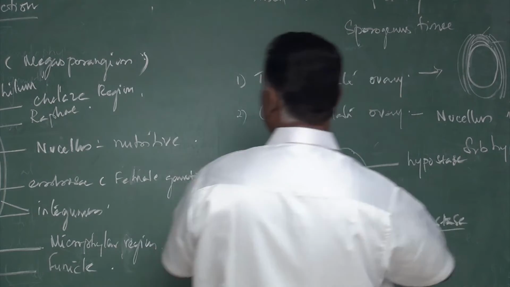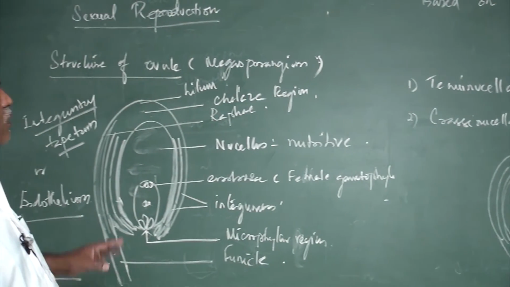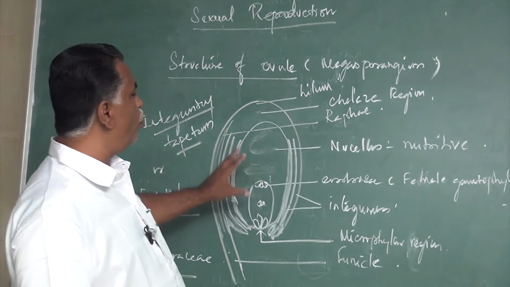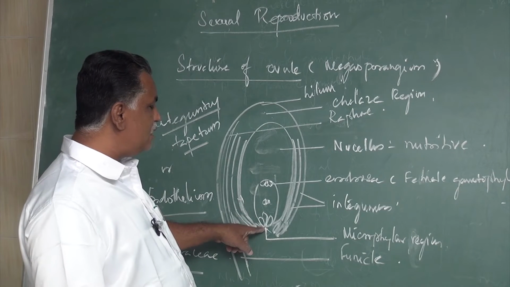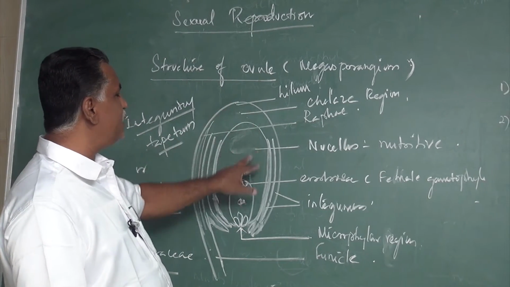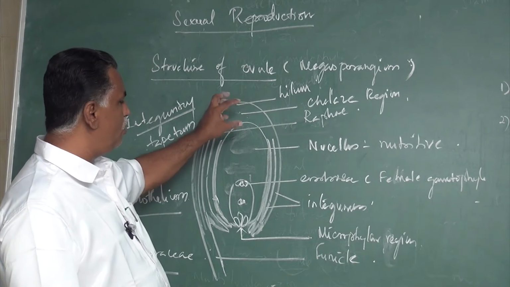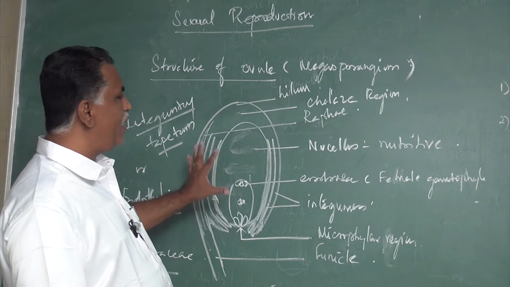These are all special tissues found in the ovule. So far we have discussed the structure of the ovule, which has a micropylar region and a chalazal region. In the micropylar region, the integument is absent. The chalazal region is where the base of the ovule and the funicle are fused or merged. And the ovule is called the megasporangium.